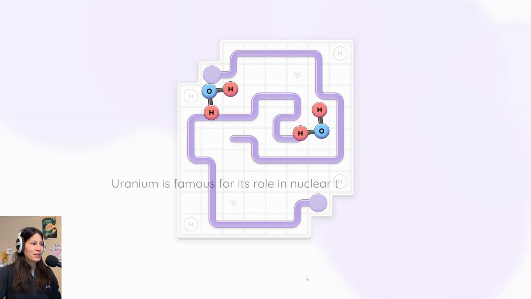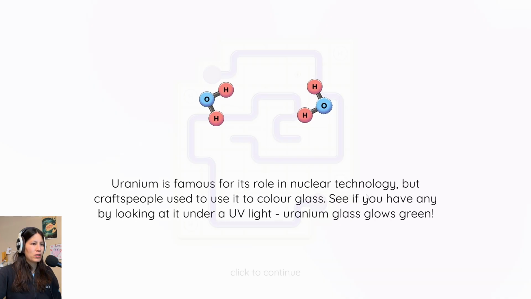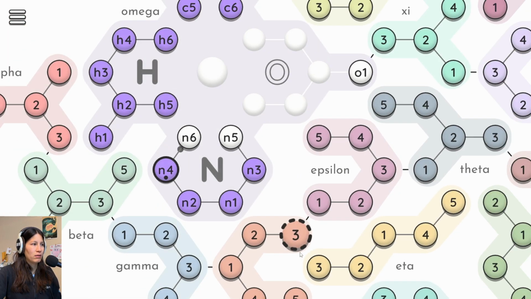Yay. Uranium is famous for its role in nuclear technology, but craftspeople used to use it to color glass. See if you have any by looking at it under a UV light. Uranium glass glows green.